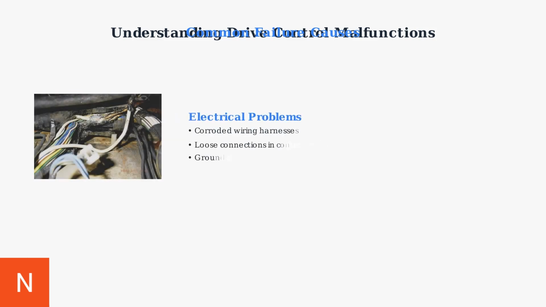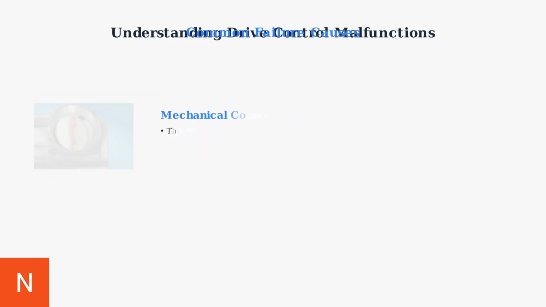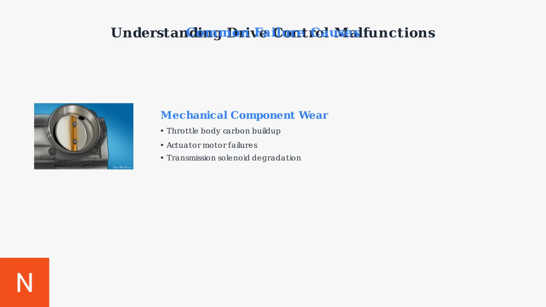Electrical problems create communication breakdowns between components. Corroded wiring harnesses, loose connections in control modules, and ground circuit failures can all disrupt the precise electronic signals these systems require. Mechanical components still play crucial roles in electronic systems. Carbon buildup in throttle bodies can prevent proper operation, actuator motors can fail from wear, and transmission solenoids can degrade, affecting shift quality and timing.